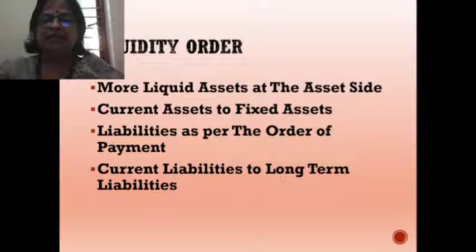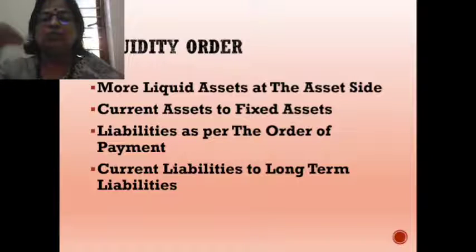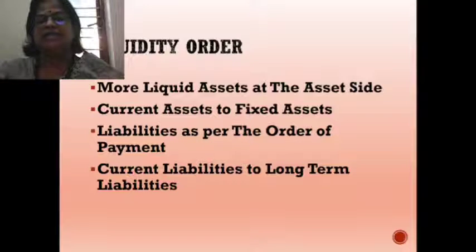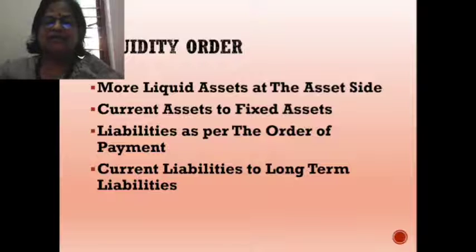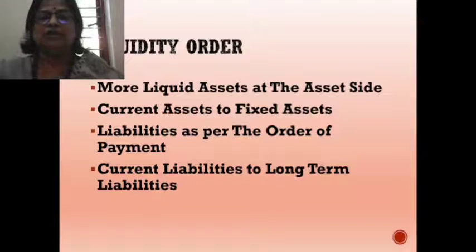If we repeat that, more liquid assets on the current asset side. That means current assets, cash in hand, cash at bank, all the more liquid assets will come in the current assets, and then the fixed assets like plant, machinery, etc. Similarly, on the liability side, as the order of payment, current liabilities, bills payable, all these current liabilities will come. Then after that, the long-term liabilities will come.